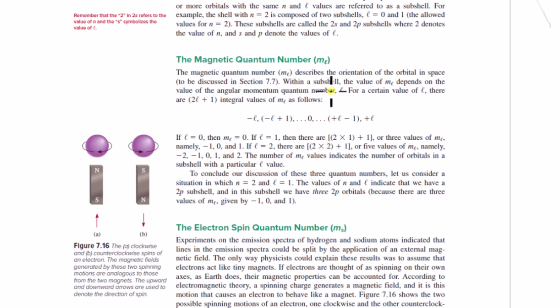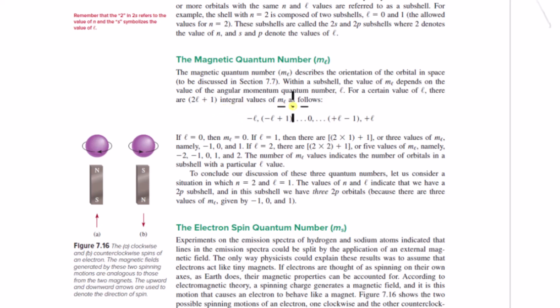Within a subshell, so a certain value of N and a certain value of L, the M sub L values depend on just the value of the angular momentum quantum number L. So for a certain value of L, there are 2L + 1 integral values of M sub L. So you're in a certain subshell, you take L, and then you find 2 times L + 1. So let's say L is equal to 0. Then the value would be 1. If L is equal to 1, the value would be 3. If L is equal to 2, the value would be 5.